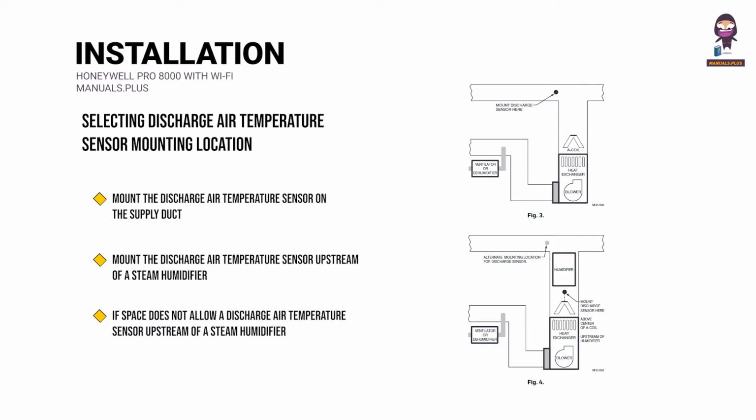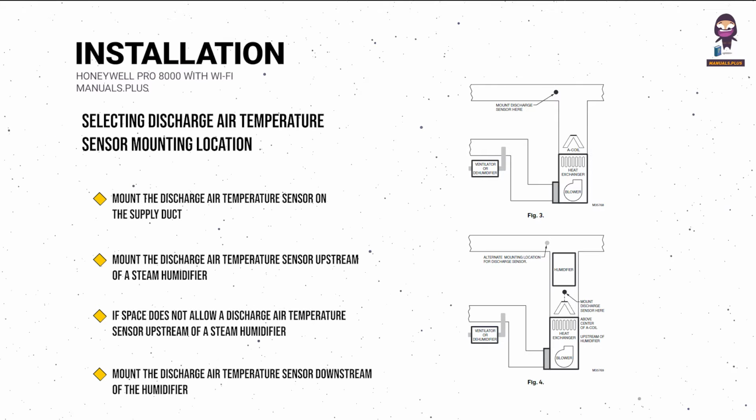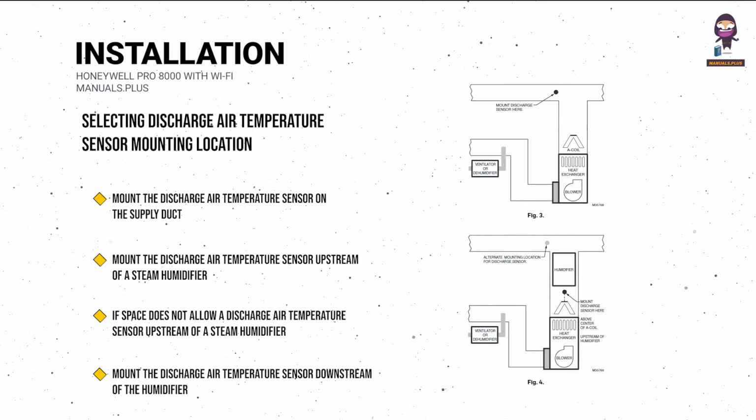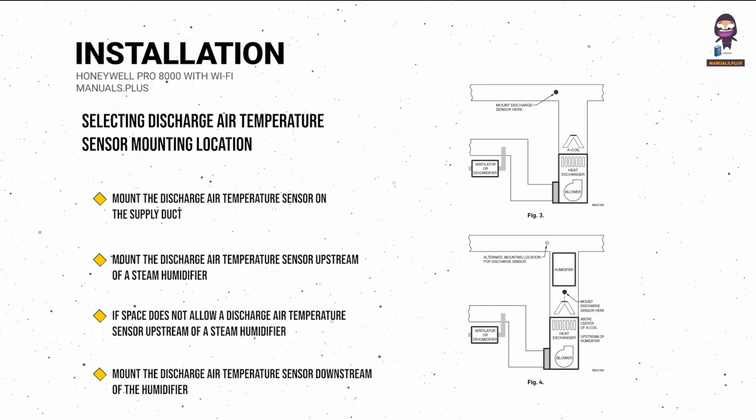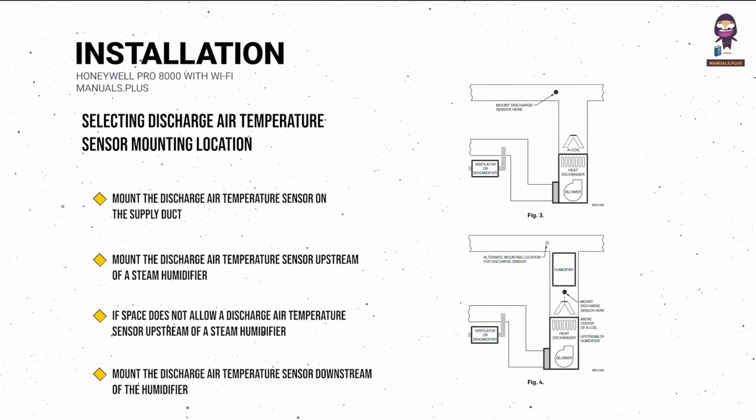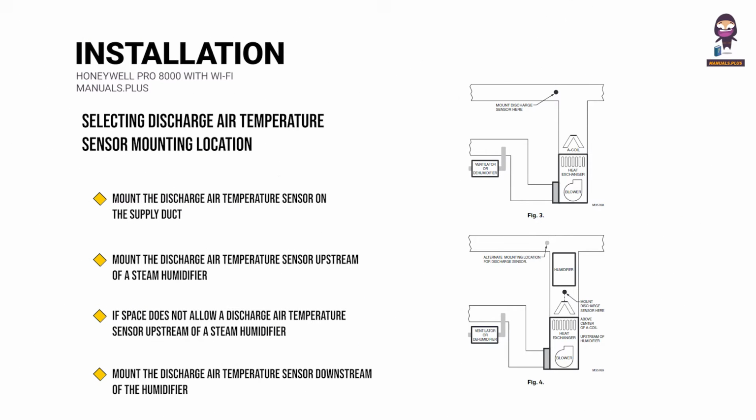If space does not allow a discharge air temperature sensor upstream of a steam humidifier or fan-powered humidifier, mount the discharge air temperature sensor downstream of the humidifier. If a bypass humidifier is installed, mount the discharge air temperature sensor downstream of the bypass humidifier.